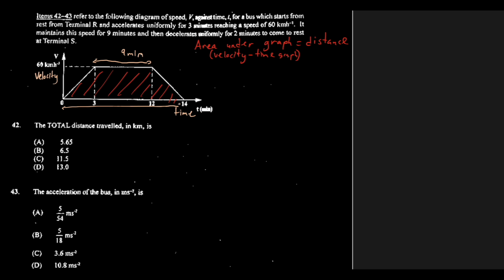So if you look at this, I have what we call a trapezium. Now notice this time is in minutes and this says kilometers per hour. So I need to convert 9 minutes and 14 minutes into hours. So how many minutes do we have in an hour? We have 60 minutes.